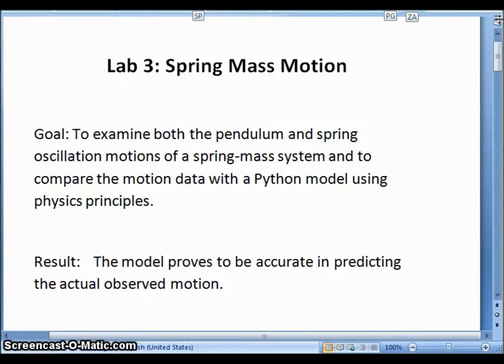In this lab, the goal is to examine both the pendulum and spring oscillation motions of a spring mass system and to compare the motion data with a Python model using physics principles. The result is that the model proves to be accurate in predicting the actual observed motion, and in this report I will explain the method and analysis of the comparison.